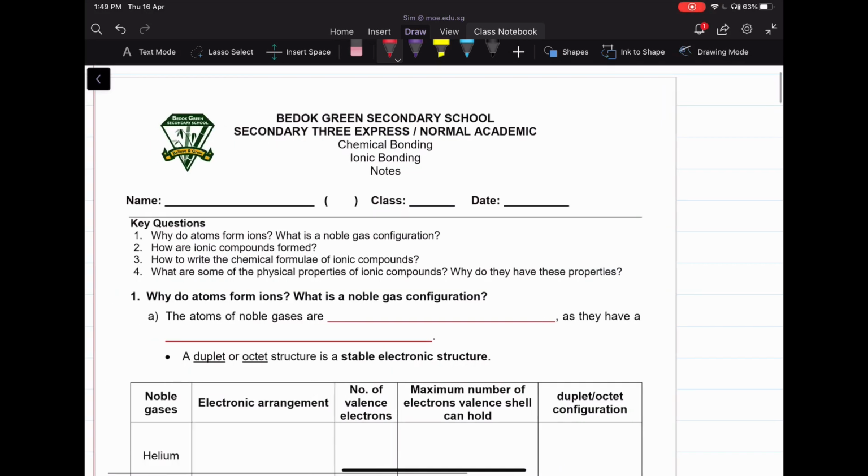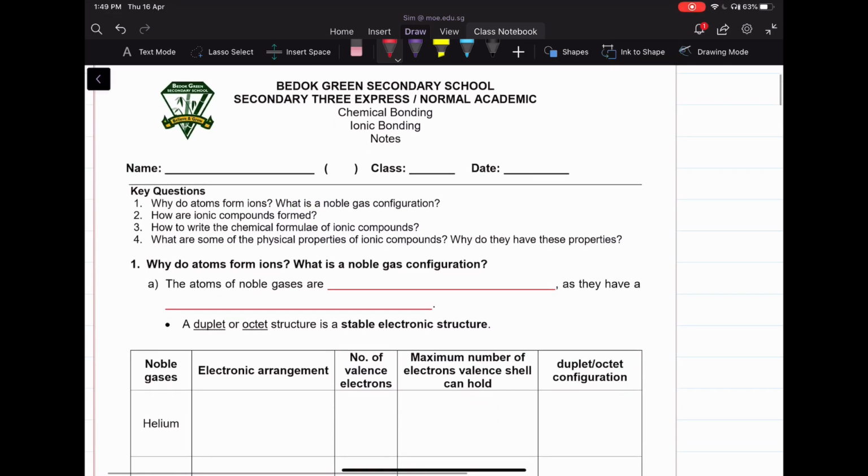So as I bring you through this set of notes, just make sure you also copy down some of the important details as we revise for this part on ionic bonding. Okay, so first and foremost, just a quick recap. Why do atoms actually form ions, and what exactly is the meaning of a noble gas configuration?